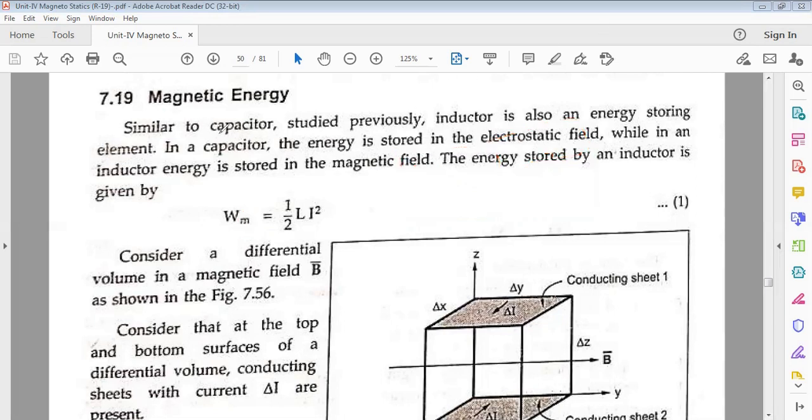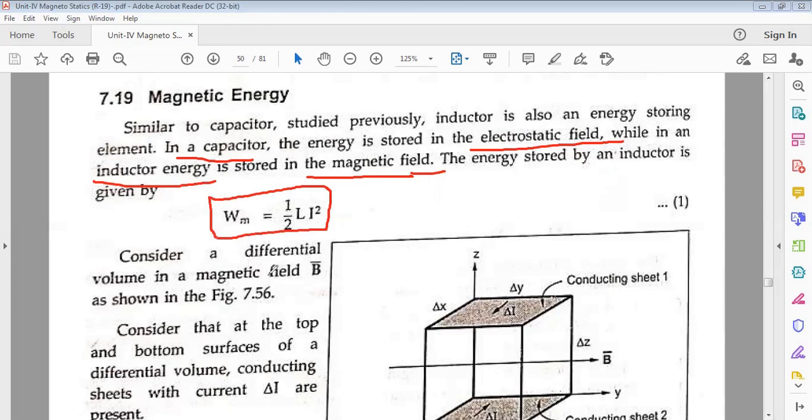Okay. So see, similar to the capacitor studied previously in electrostatics, the inductor is also an energy storing element. In a capacitor, the energy is stored in the electrostatic field, while in the inductor, the energy is stored in the magnetic field. The energy stored by an inductor is given by Wm is equal to 1 by 2 Li square, inductance and the current.